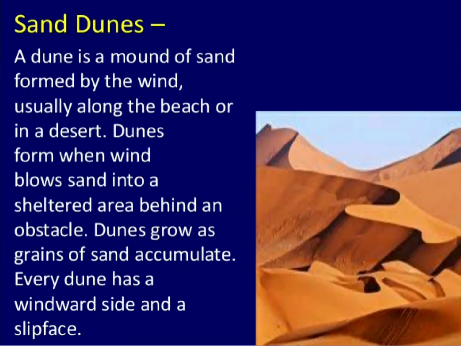Sand dunes. A dune is a mound of sand formed by the wind, usually along the beach or in a desert. Dunes form when wind blows sand into a sheltered area behind an obstacle. Dunes grow as grains of sand accumulate. Every dune has a windward side and a slip face. On the right side of the screen you can see the picture of sand dunes.